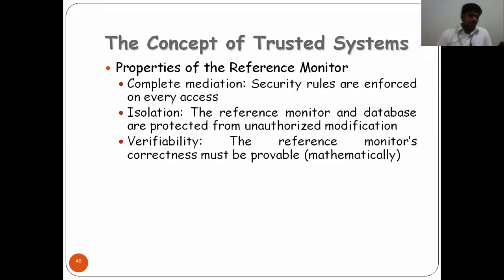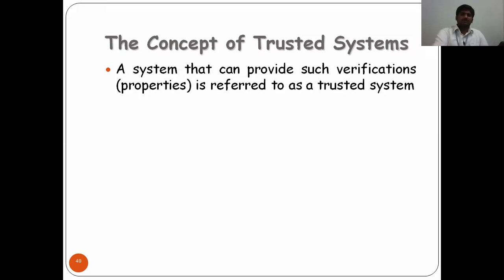Maybe we use some message digest, MDC, or message authentication code for our message, or any mathematical operations we can perform. By that we can verify that particular access. A system that can provide such verification is referred to as a trusted system. Once the system is verified, we call such systems trusted systems.